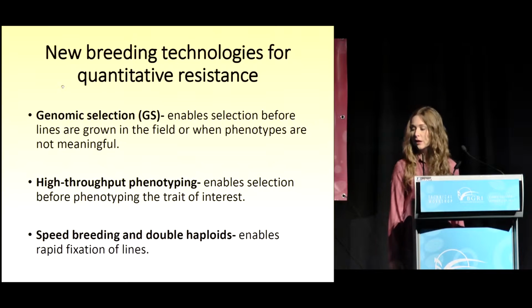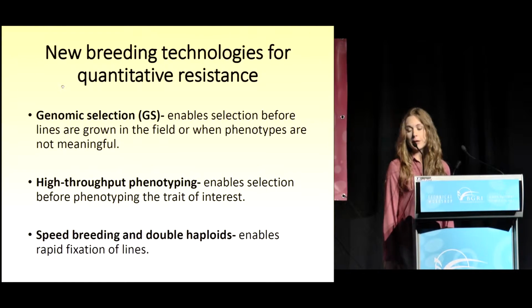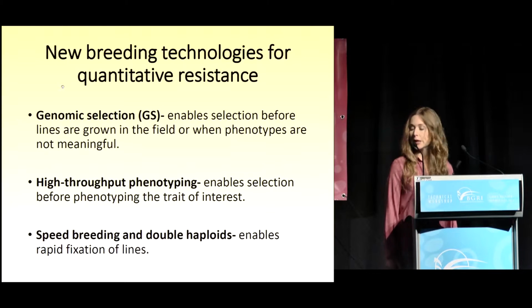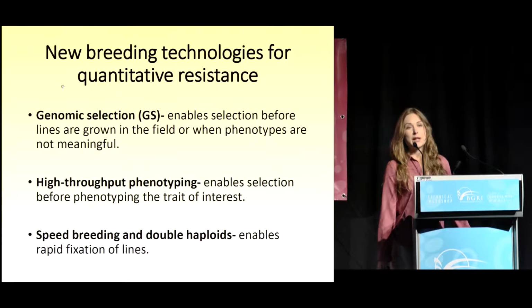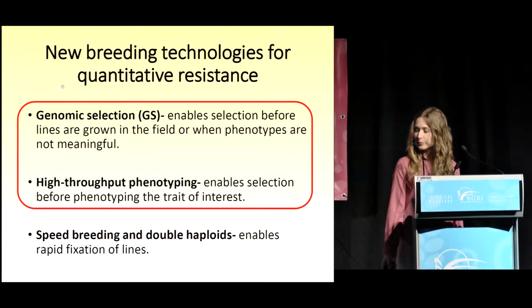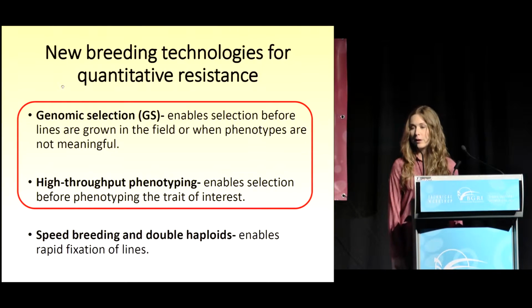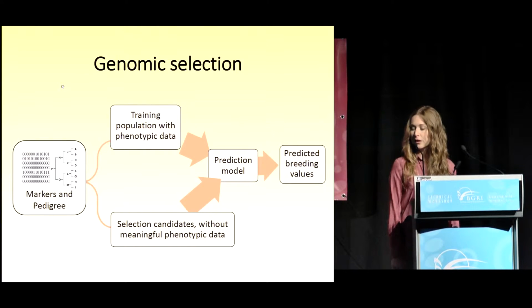Genomic selection is one. This enables selection before lines are grown in the field or when phenotypes are not meaningful. So this would be in an environment where you cannot screen for your trait of interest. That's what I mean by not meaningful. And high throughput phenotyping is another technology that can enable selection before phenotyping for the trait of interest. So this would mean that we can phenotype for other, indirect traits, but we cannot actually phenotype for the trait we're interested in. That's where I'm going to focus on the next part of the talk.